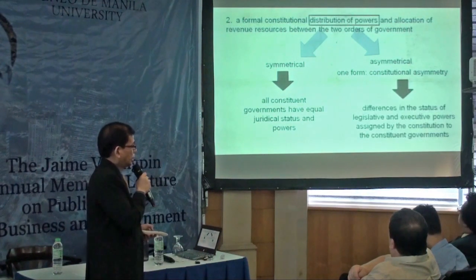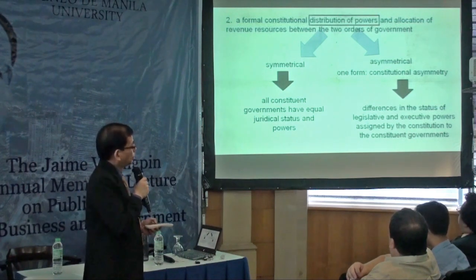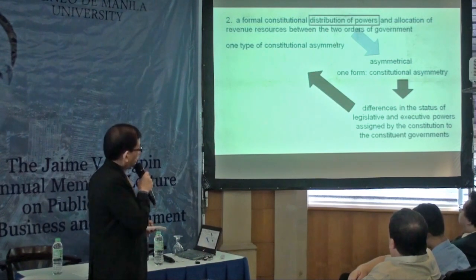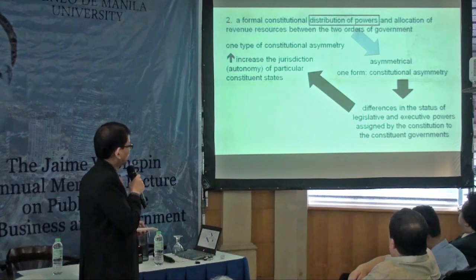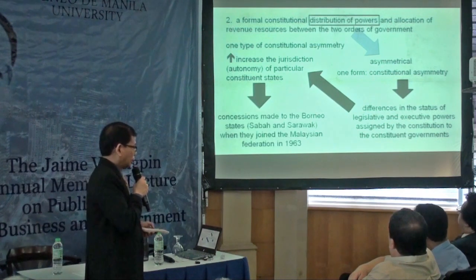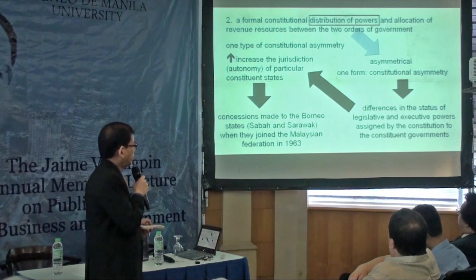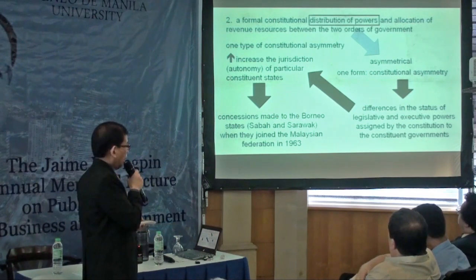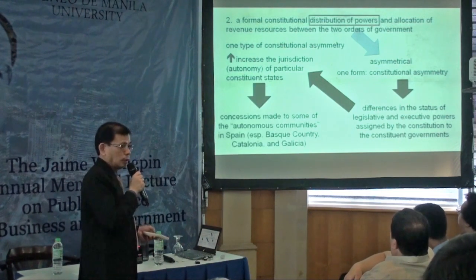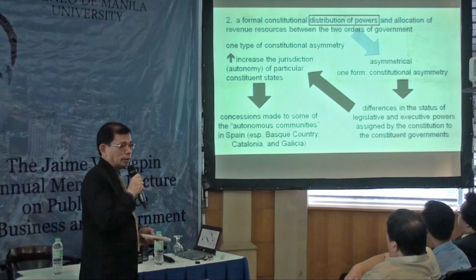Constitutional asymmetry would be differences in the status of legislative and executive powers assigned by the Constitution to the constituent governments. One type of constitutional asymmetry would be the increase in the jurisdiction or autonomy of particular constituent states. For example, concessions made to the Borneo states, Sabah and Sarawak, when they joined the Malaysian Federation in 1963. Another example would be concessions made to some of the autonomous communities in Spain, especially the Basque Country, Catalonia, and Galicia.